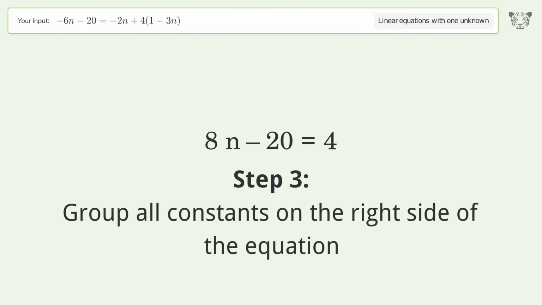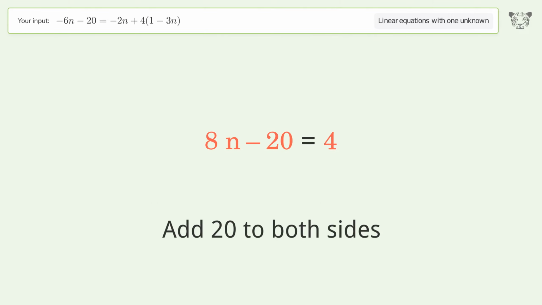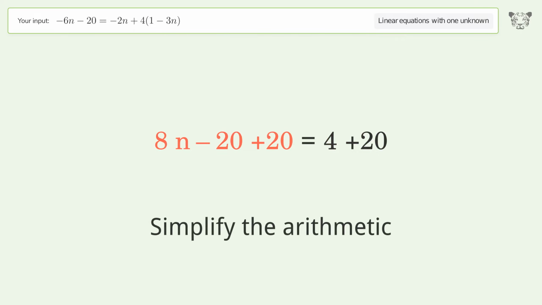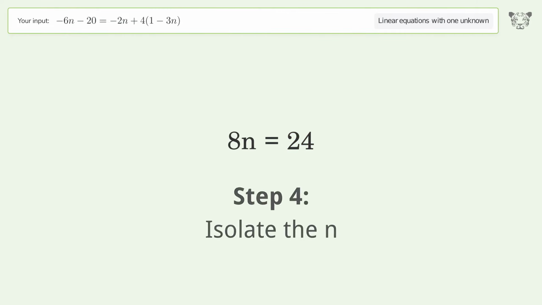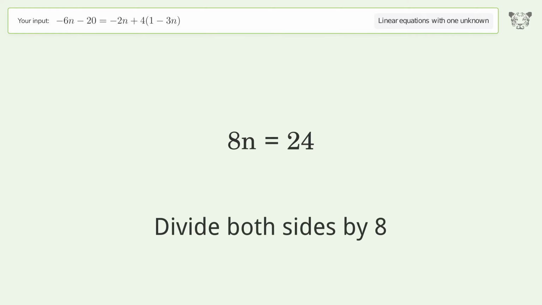Group all constants on the right side of the equation. Add 20 to both sides. Simplify the arithmetic. Isolate the n. Divide both sides by 8.